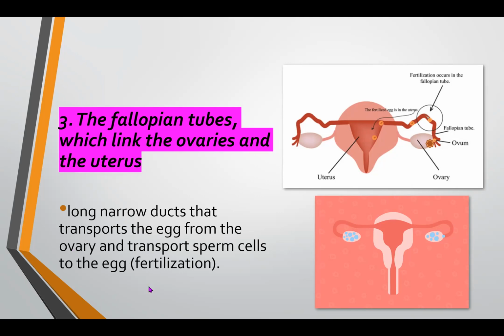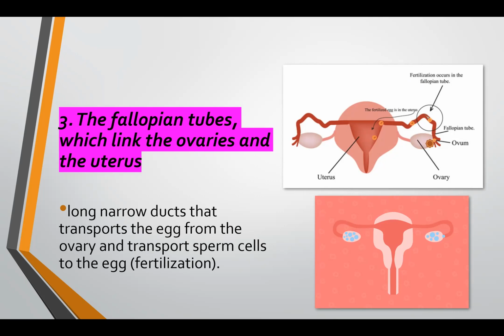What process? It starts with the letter F. What happens in the fallopian tube where the egg cell and sperm cell meet? Fertilization. Okay, very good. Fertilization happens in the fallopian tube.